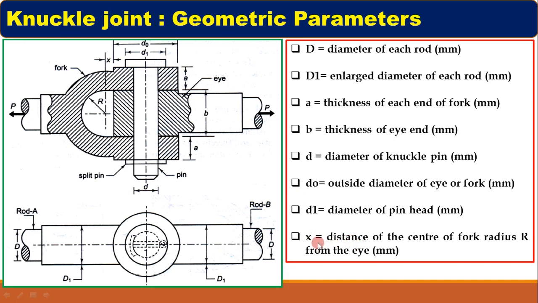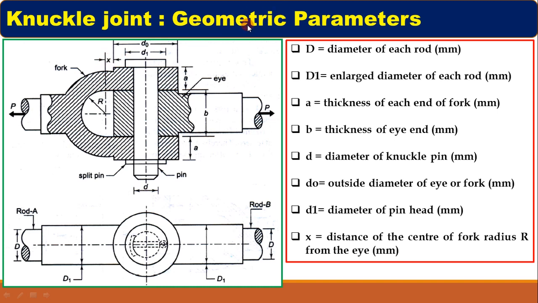Now the last geometric parameter is X, and X is the distance between the center of this radius R of the fork and the eye. So this is the eye and this is the center of radius R. So the distance between these two is X. Okay, so these are the geometric parameters for the knuckle joint.